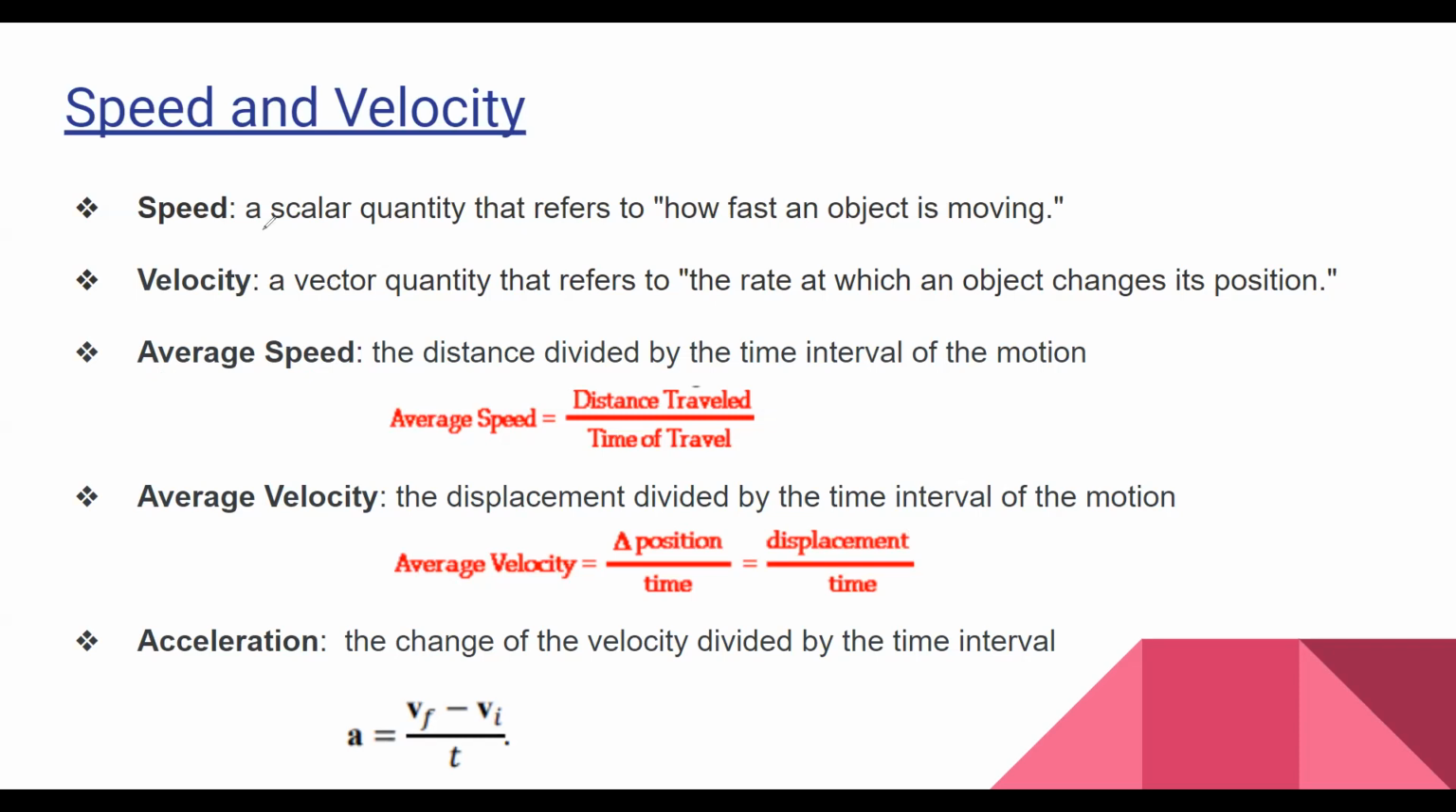So I think the main thing you should remember from this is that speed is a scalar quantity that cannot be negative and is just equal to distance over time. Velocity is a vector quantity that is equal to the change in displacement, basically displacement over time.